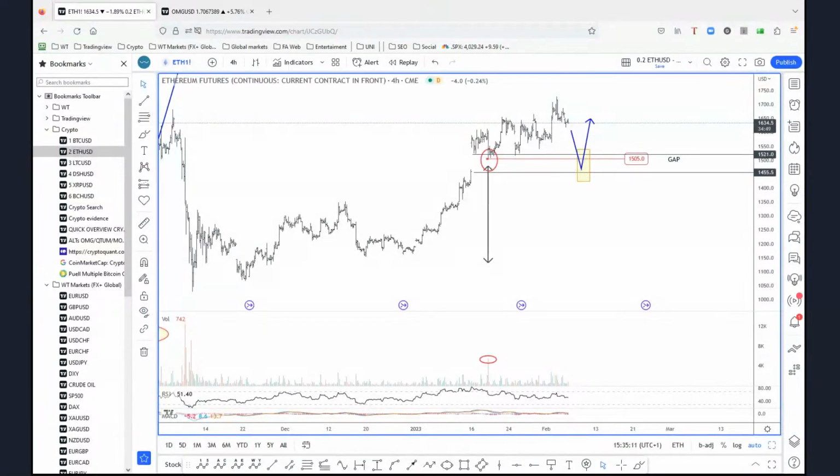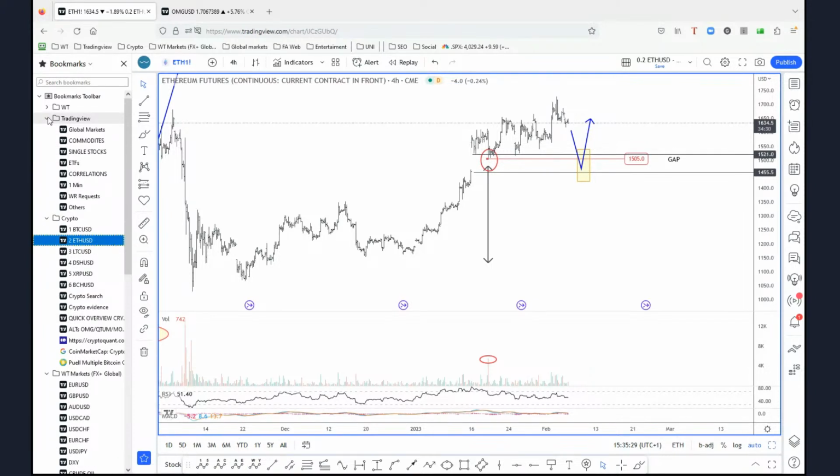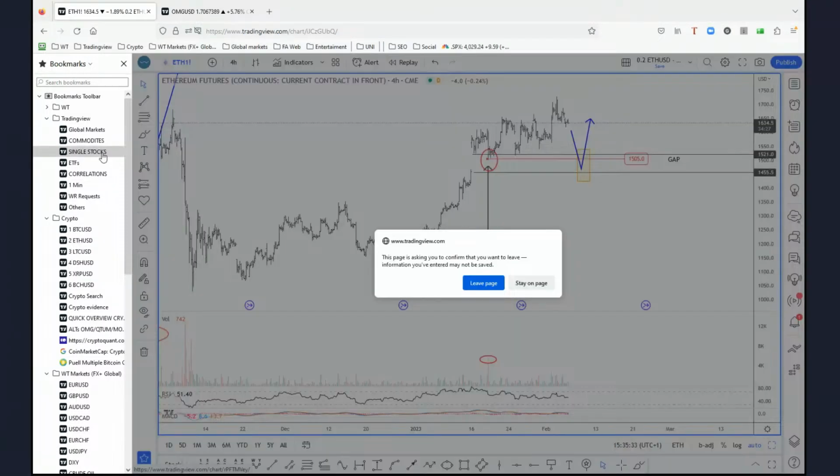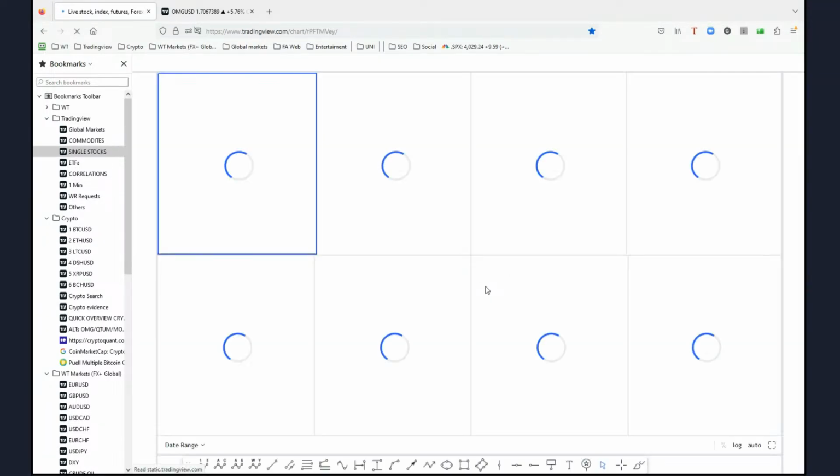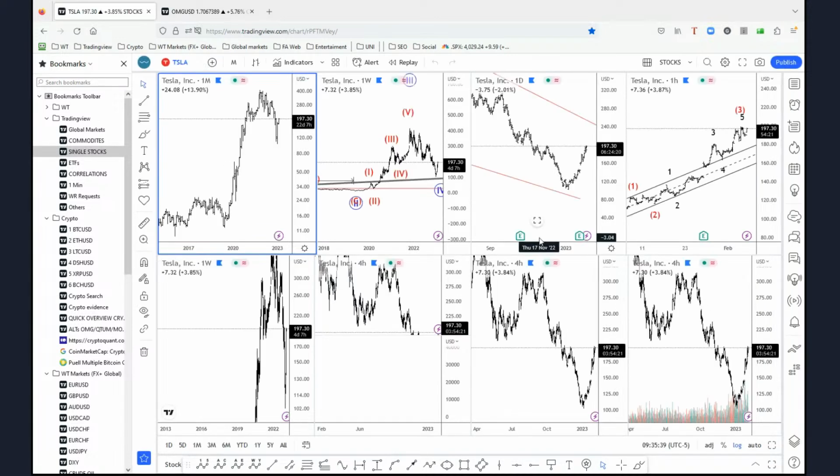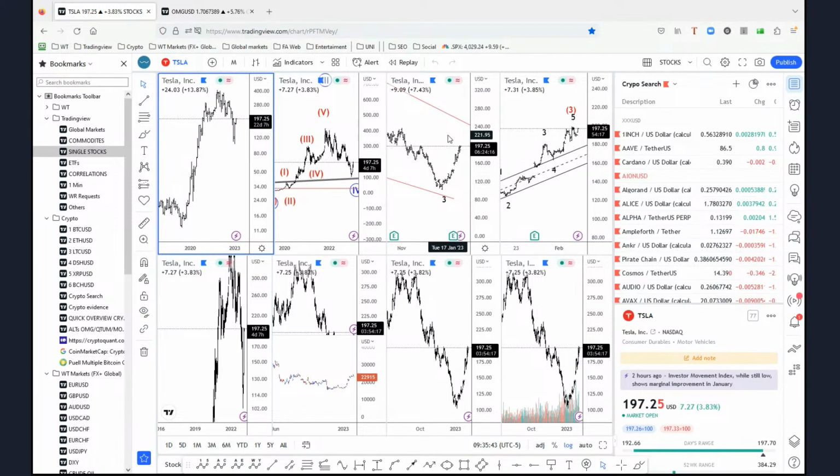Now I will also look at Apple and AMD, which I do not cover regularly. We covered AMD two weeks back or so in the webinar, where I have single stocks. Firstly, since I have it open, let's take a look at Tesla.